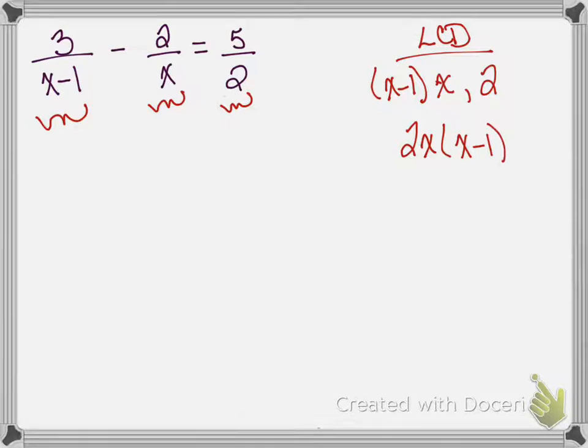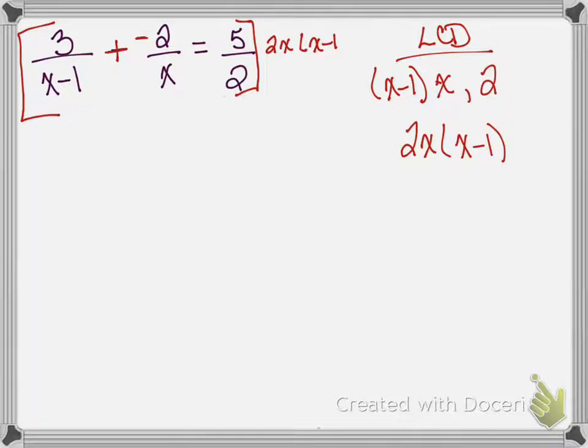Now, there's one more thing I want us to address early. Anybody know what it is that I want to go ahead and address? Yes, the negative. So that's going to turn into what? And then where am I going to put it? Excellent. Okay? Now, I'm going to multiply everything times my LCD, which is 2x times x minus 1. And I'm going to put that over 1.